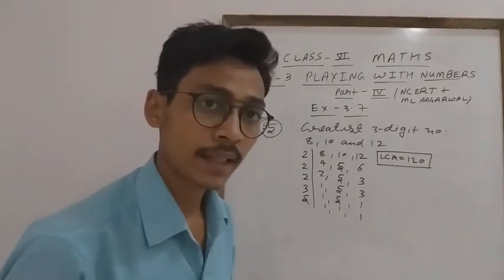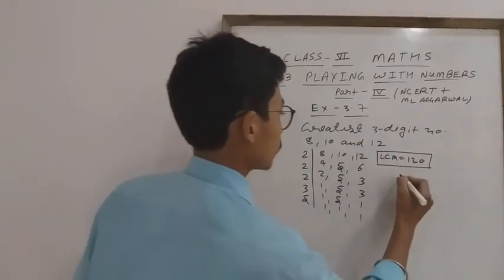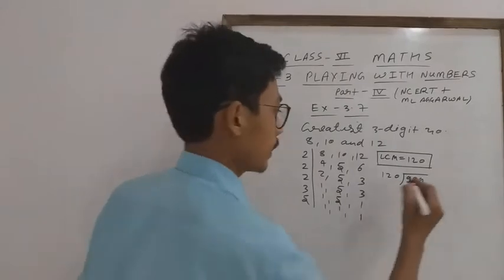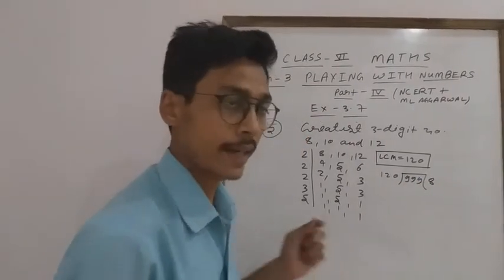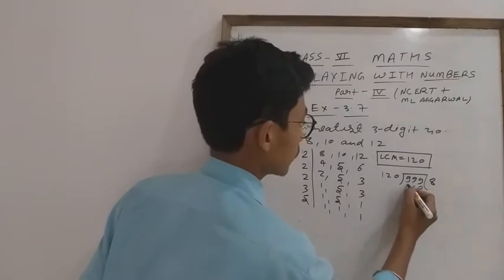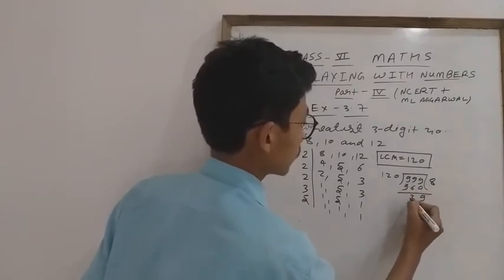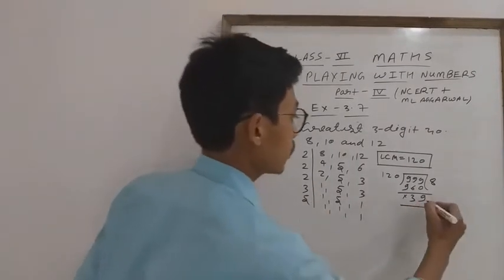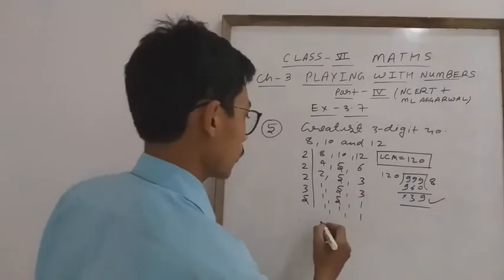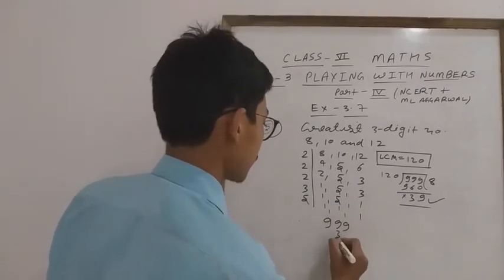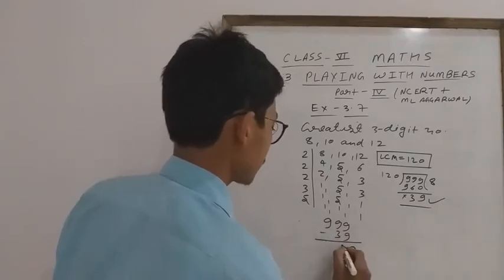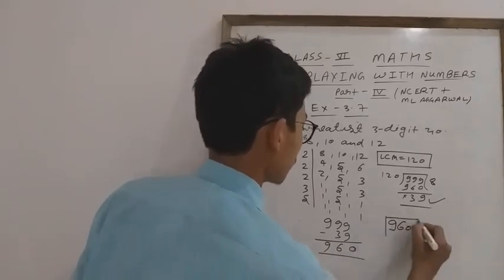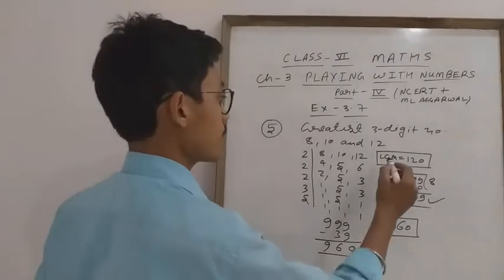You know that the greatest 3-digit number is 999. So you will divide it by the LCM. It will come 8 times, with remainder 39. Now in this question, student, you have to find the greatest number. So as I explained, directly you will subtract the remainder. So 999 minus 39 will come 960. It means 960 is the greatest 3-digit number which is divisible by 8, 10 and 12.